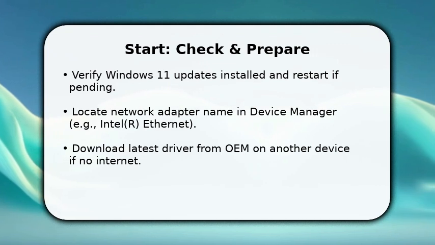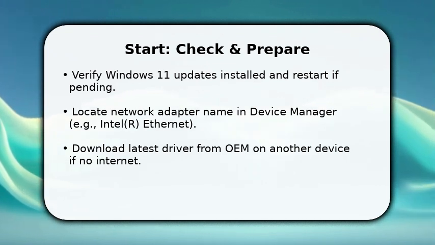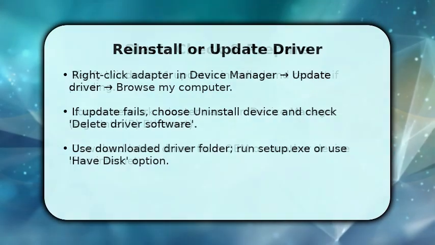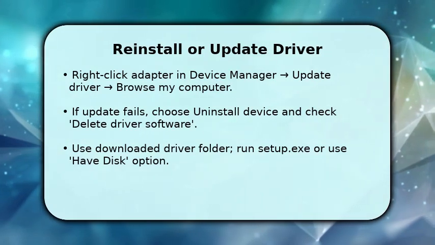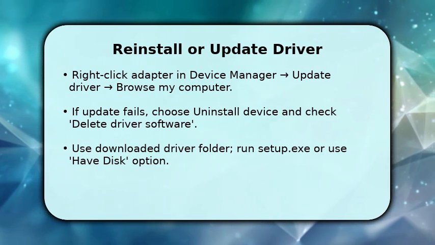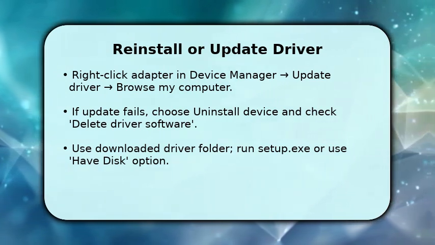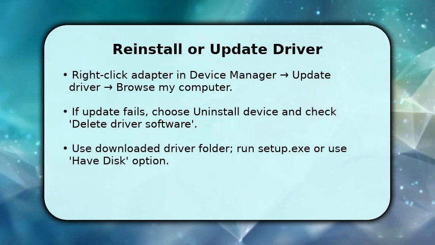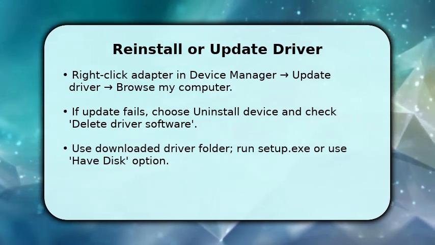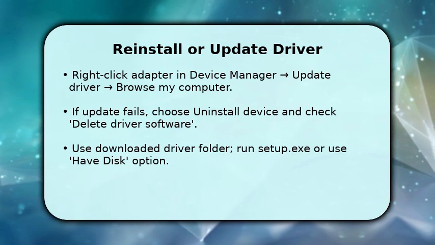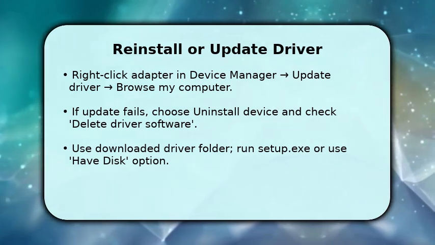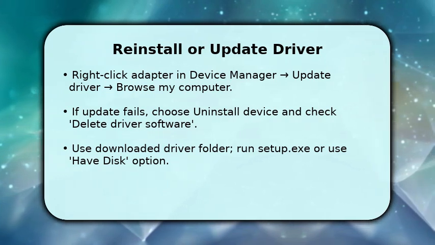You'll now attempt a controlled reinstall. In Device Manager, choose Update Driver, then browse My Computer and point to the USB folder. If the adapter still misbehaves, uninstall device and check Delete Driver software to remove corrupt files, then scan for hardware changes. When prompted, run the OEM setup.EXE from the downloaded package or use the Have Disk option to force the correct INF. These steps replace bad files.